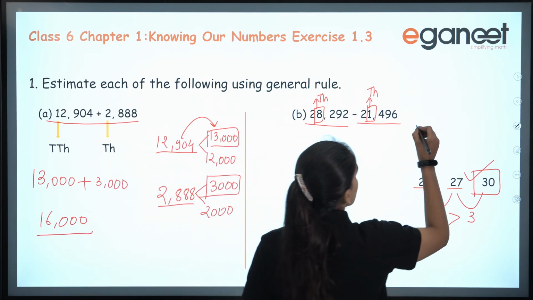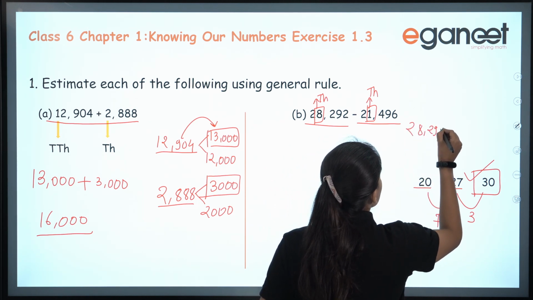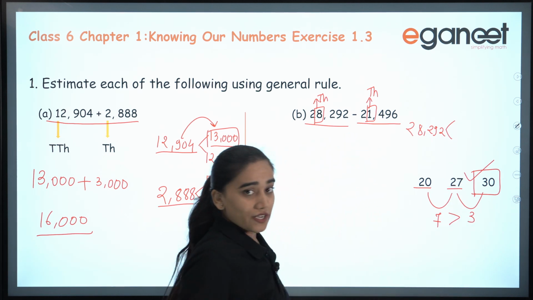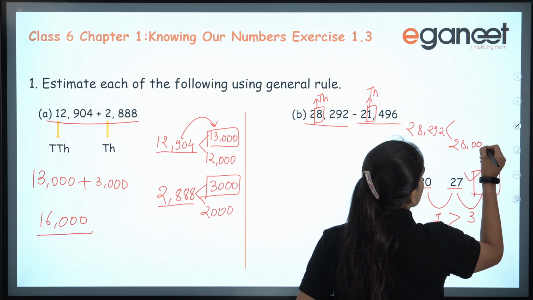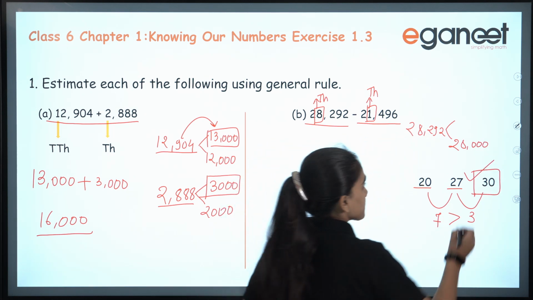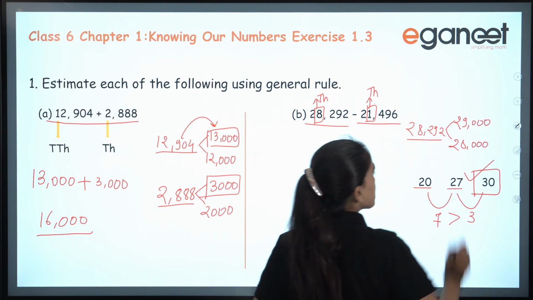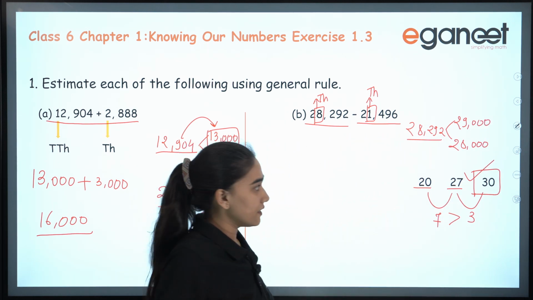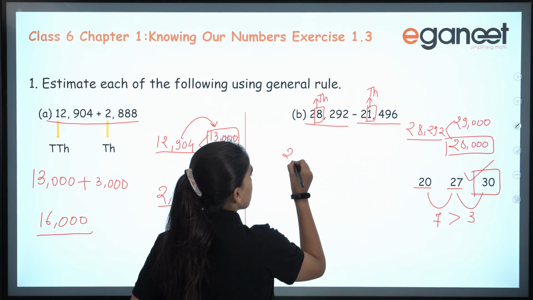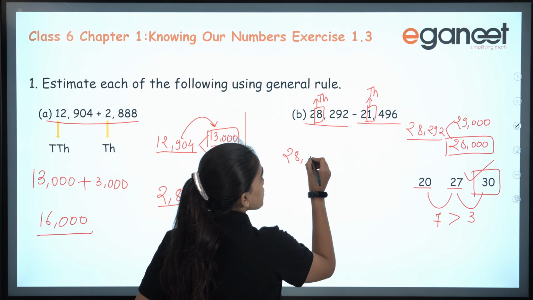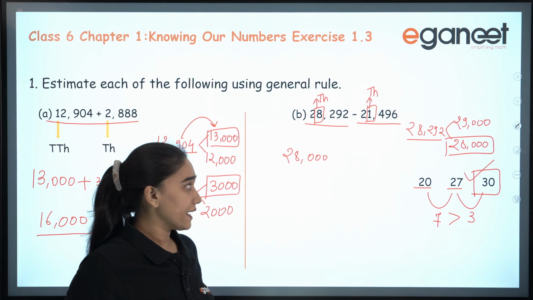So, let us try to round off. The first number is 28,292. Which are the two options? Correct. First is 28,000 and the other one is 29,000. Now tell me which one is nearer to the given number? Correct. 28,000 is more nearer to the given number. So the best approximation of the given number to the nearest thousands place is 28,000.